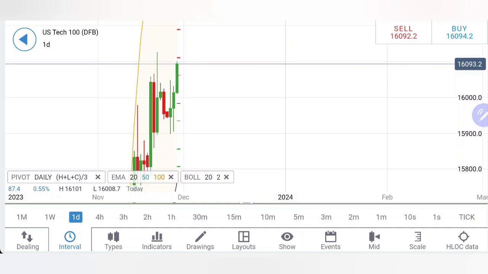On the upside, I will recommend you to buy here at 16,120, wait for 16,140 to be taken. Beyond 16,140, sky is the limit. I will look forward to 180, 200 as the first target, and then beyond 180, 200, I will directly look forward to 245 levels. So take your trades accordingly.